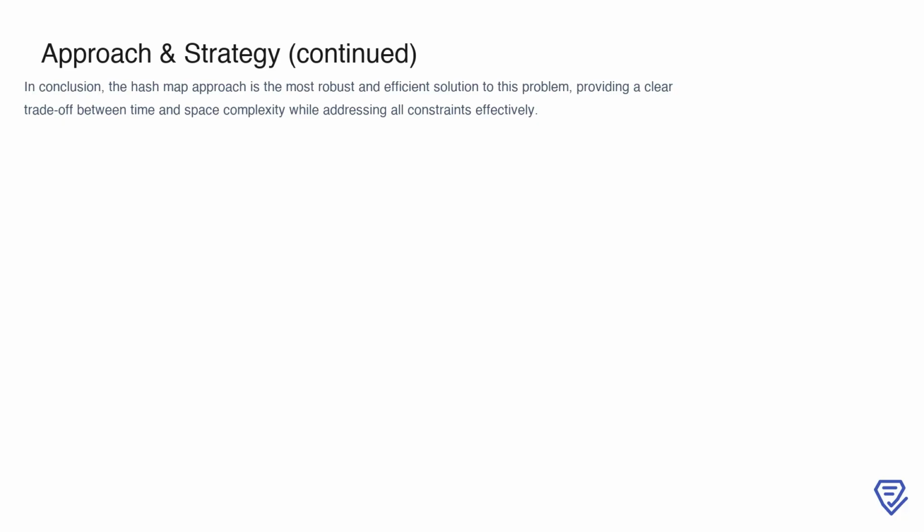It strikes a clear balance between time and space complexity, reducing runtime to O(n) while using O(n) additional space. This trade-off is justified by the scalability and flexibility the algorithm offers. Furthermore, it addresses all constraints, including handling edge cases like negative numbers and arrays containing zeros. By leveraging cumulative sums and quick lookups through the hash map, this method provides an elegant and efficient solution to finding the maximum size subarray with a sum equal to k.